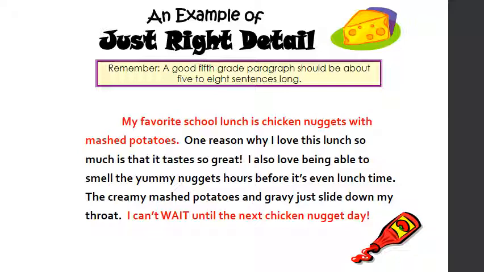Let's read the paragraph. My favorite school lunch is chicken nuggets with mashed potatoes. If you notice here, first of all, I have an indent. That's right. Then I start with my topic sentence. My favorite school lunch is chicken nuggets with mashed potatoes. Okay?